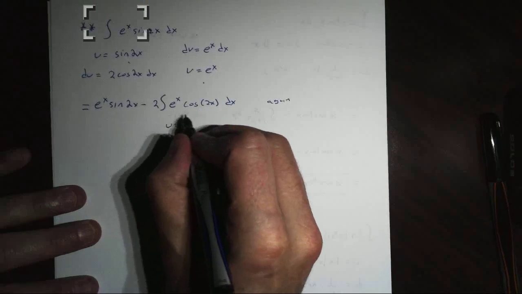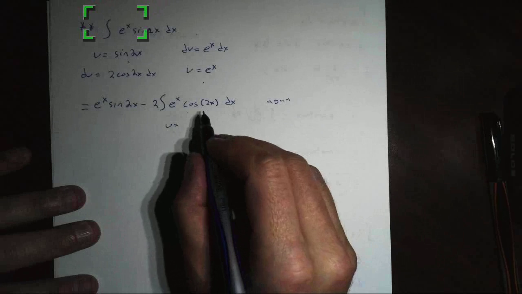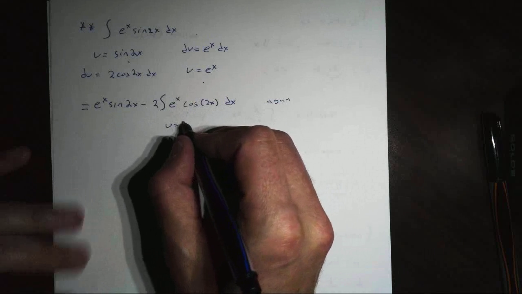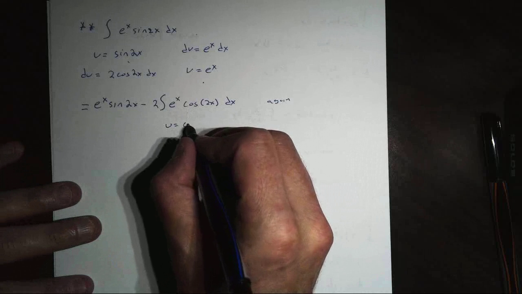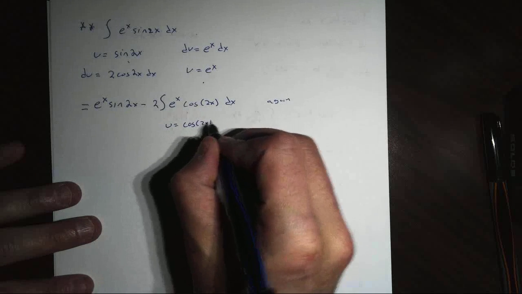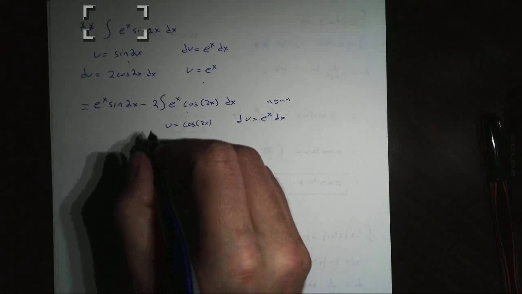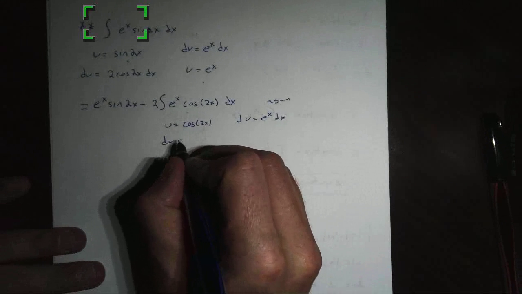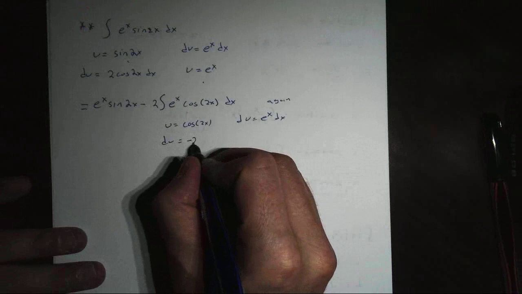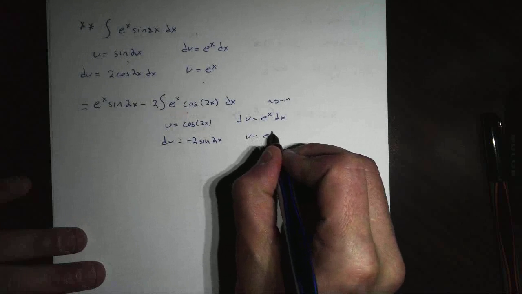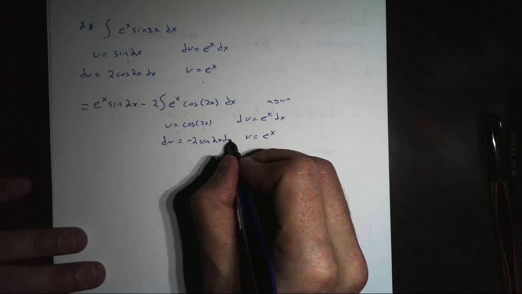This time I'm going to let u equal, again, for simplicity, because the derivative, quotient rule, chain rule is pretty easy, I'm going to let u be the cosine of 2x, and my dv, again, be the e to the x dx. And this becomes du. See, the derivative is easier. I get negative 2 sine of 2x. v equals e to the x. Whoops, got my dx right there.